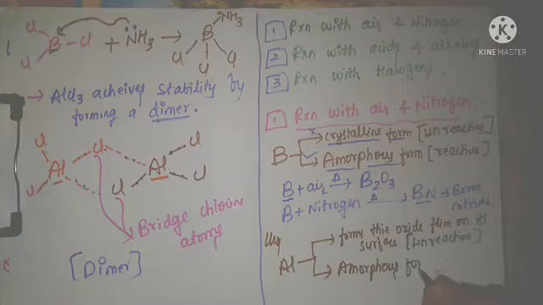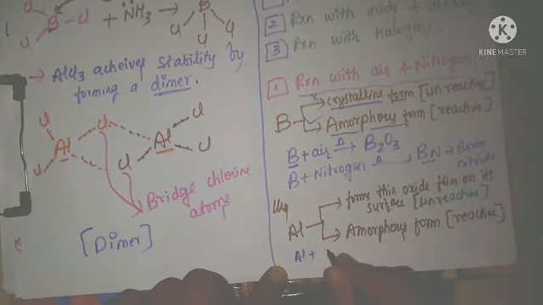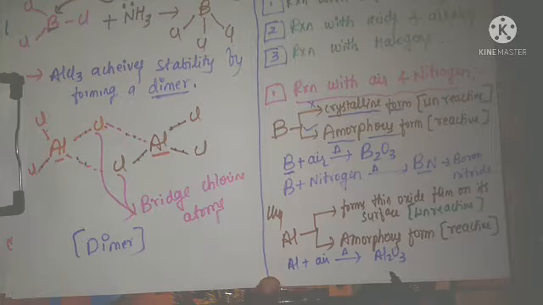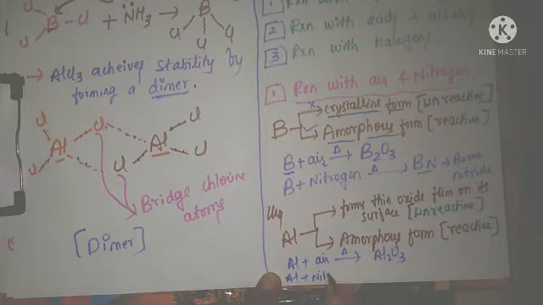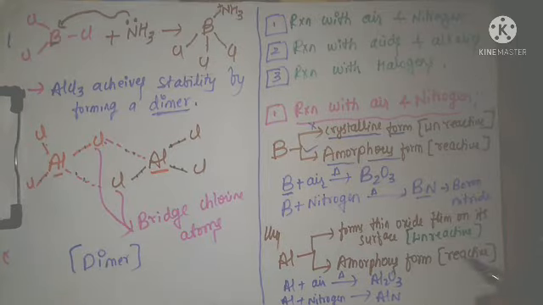But in amorphous form, that is in powder form, it is again reactive. Here also, when this aluminium reacts with air while heating, it will form aluminium oxide, that is Al2O3. And when this aluminium reacts with the nitrogen, it will form the corresponding nitride, that is aluminium nitride. In this way the reaction will take place for boron and aluminium, only for boron and aluminium.